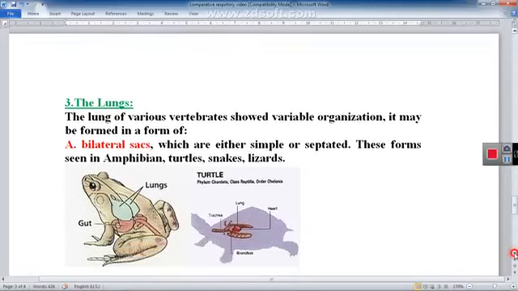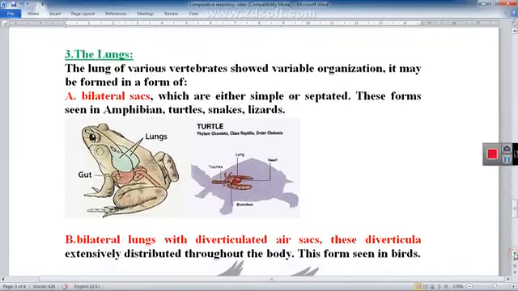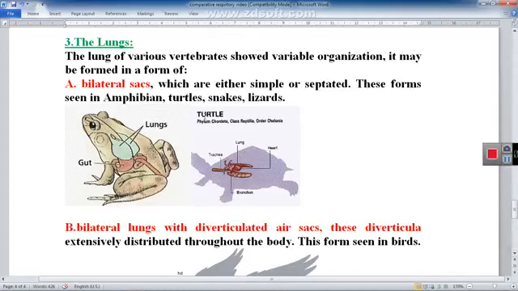The lung itself, as a primary organ for respiration, also shows various forms of modifications. The lung may appear just like a sac on the right and left side, a bilateral sac. This sac could be a simple sac or a septated sac. Such forms could be seen in turtles, in snakes, in lizards, and amphibia.